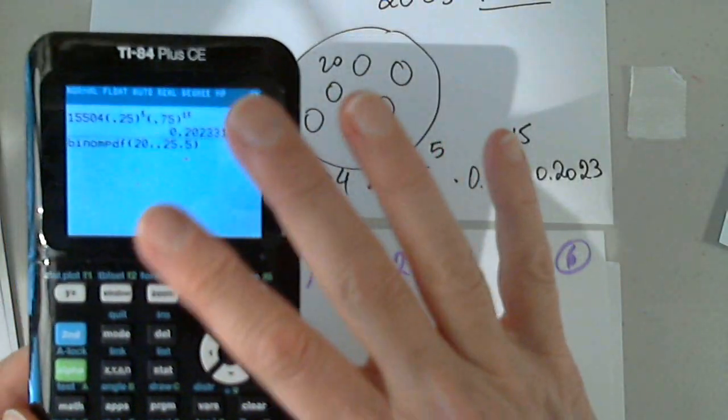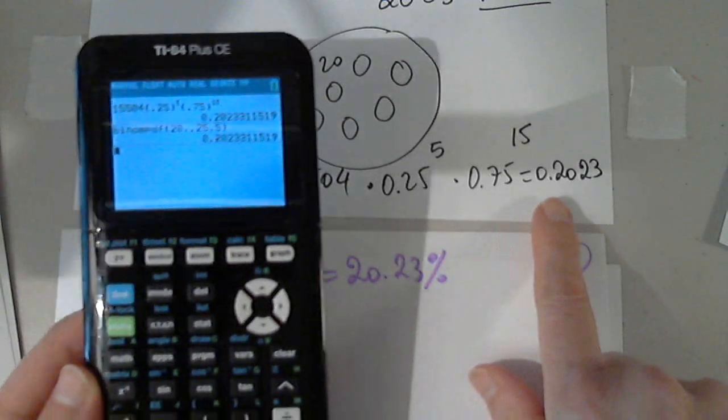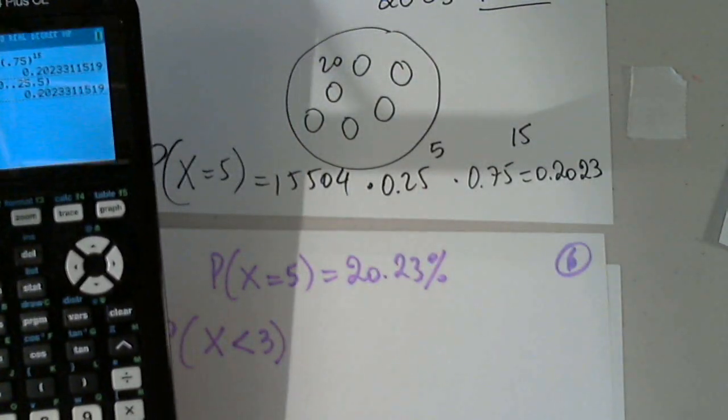Not all calculators have this feature, however. Press enter and we get 0.2023. All these calculations that we performed by hand.